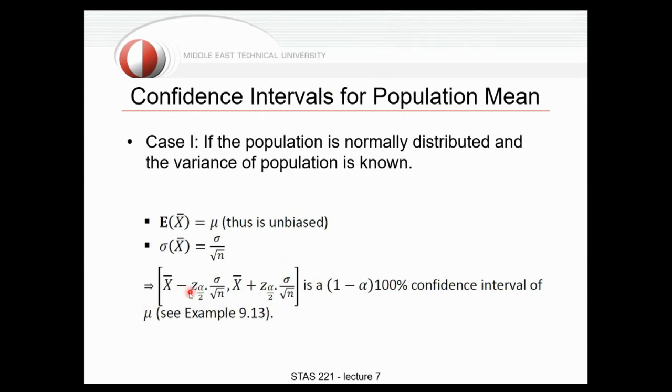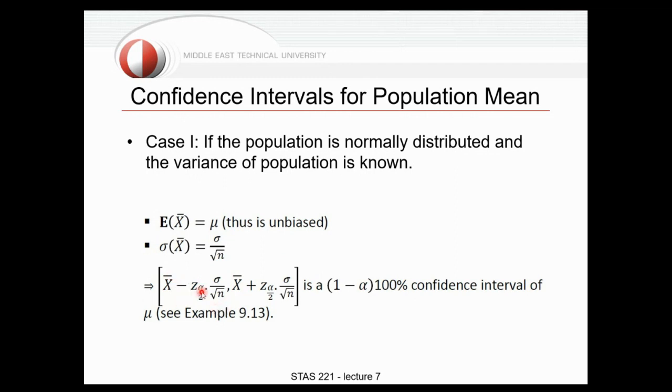So the negative one, x bar minus this part of the number, I call precision. The part related to z is called the reliability factor, and the part regarding this is the standard error. So we have the point estimator, this part is the reliability factor, this part is the standard error. The whole thing that you subtract from and add to your point estimator is called precision.